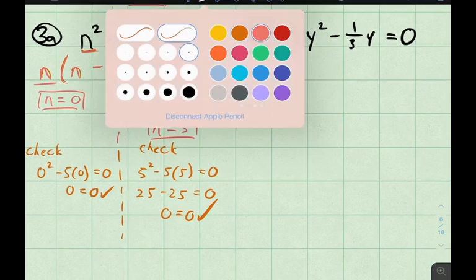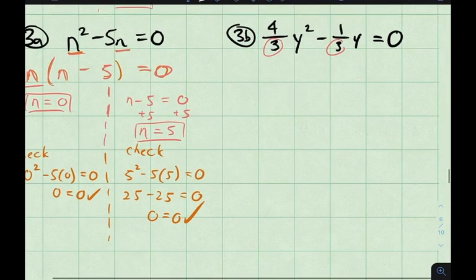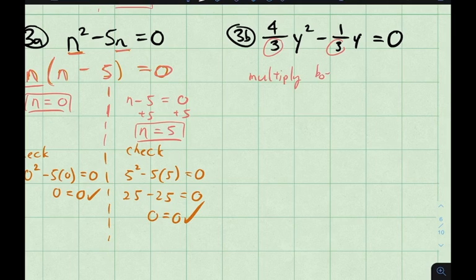Alright, back here. We see fractions. We don't here. So multiply both sides by 3. The result will be 4y minus y squared. 3 times 0, 0.